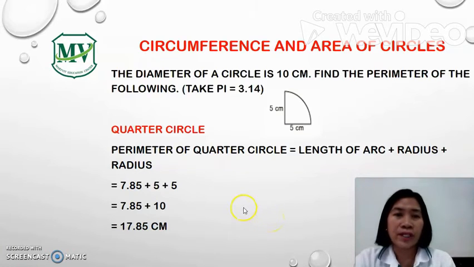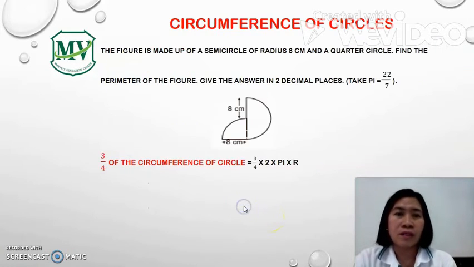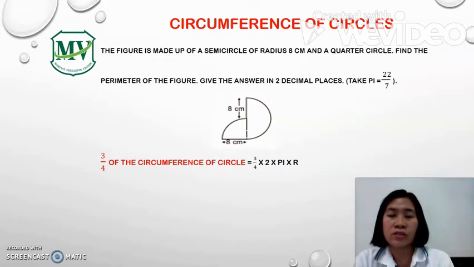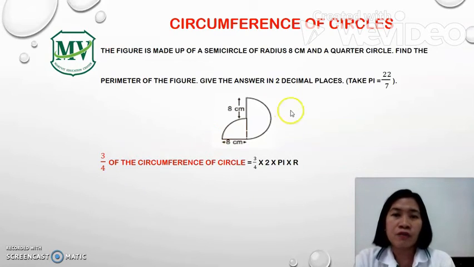Let's do some more examples. The figure is made up of a semicircle of radius 8 centimeters and a quarter circle. Find the perimeter of the figure. Give the answer in 2 decimal places. Take pi equals 22 over 7. The figure is made up of a semicircle and a quarter circle.